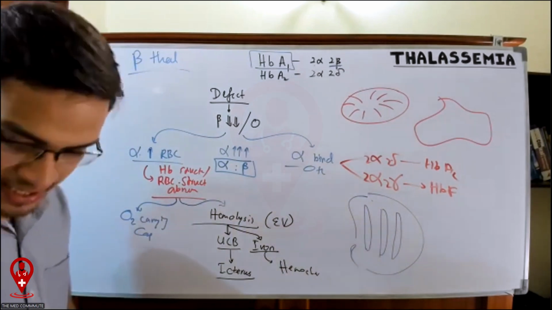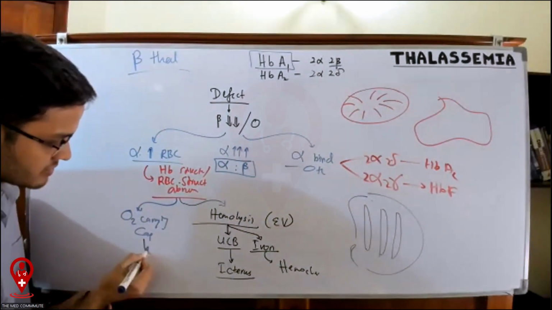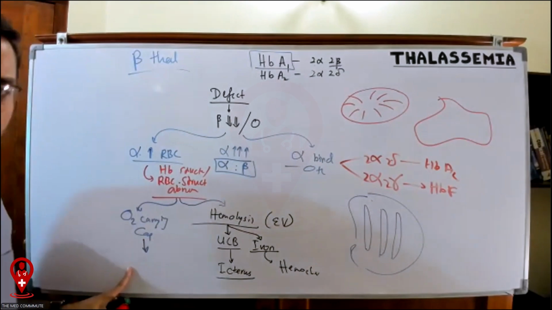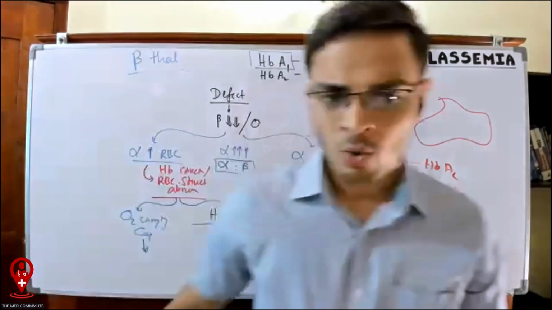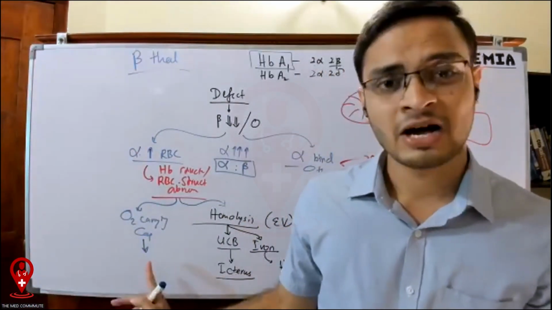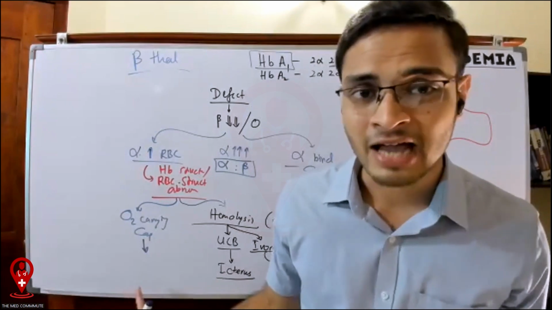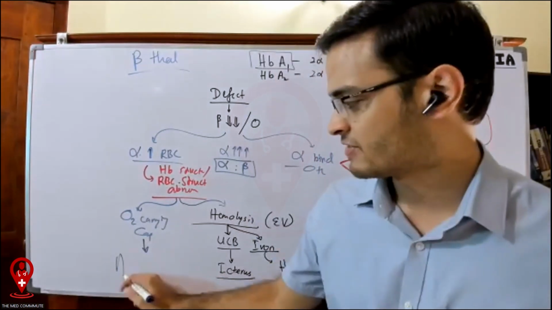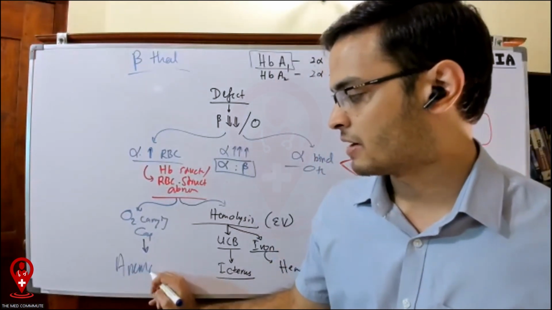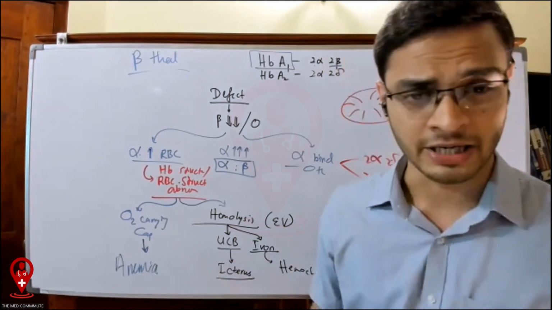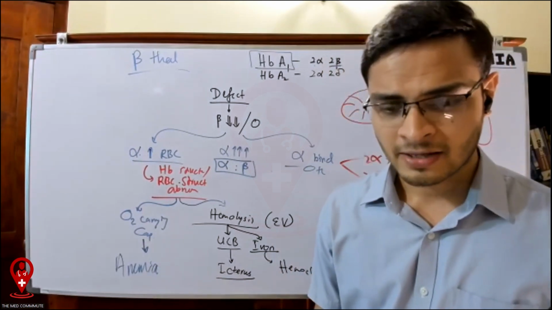Now, what did we say on this side? Oxygen carrying capacity reduced. When oxygen carrying capacity is reduced, what is going to happen? We are going to get hypoxia and anemic features are going to start manifesting. We'll talk about all these clinical features. Don't worry.